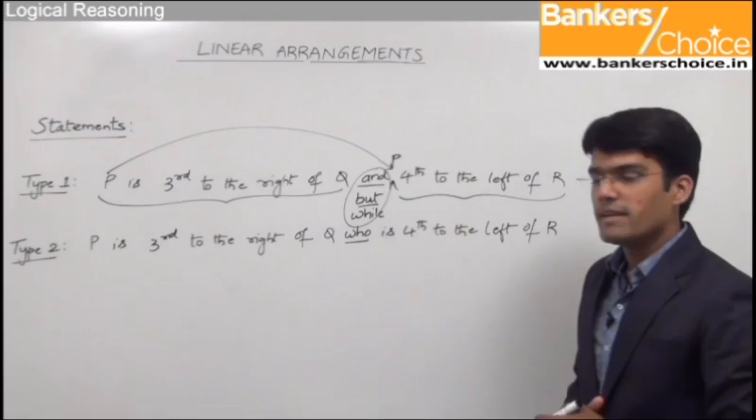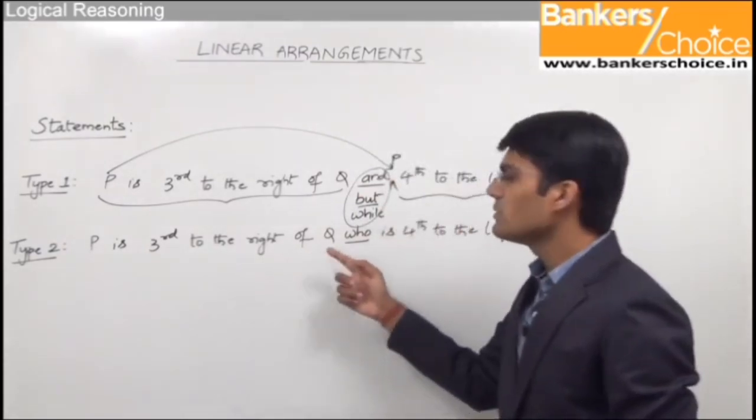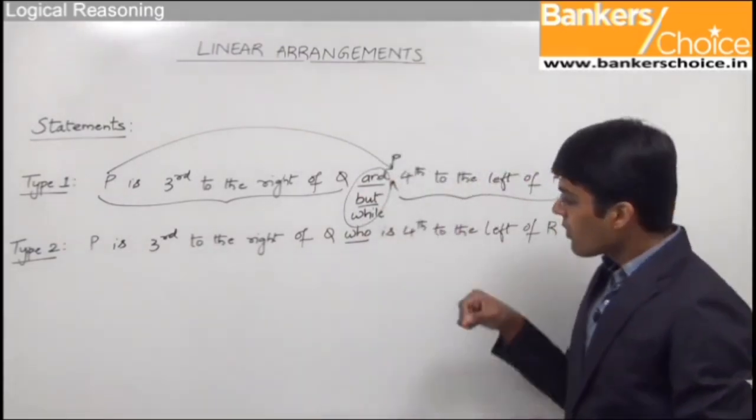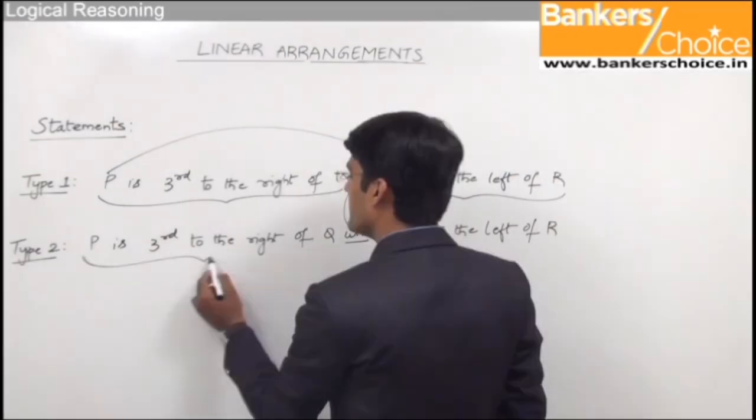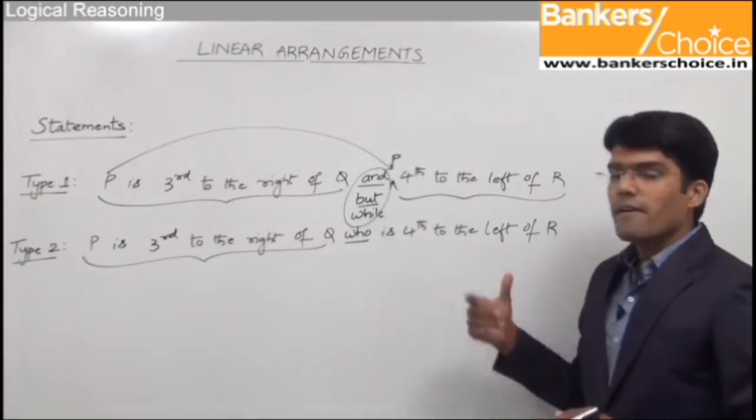Now the second type of statement here is P is third to the right of Q, who is fourth to the left of R. Now again, even the second statement can be divided into 2 parts. The first part here is P is third to the right of Q. So P can be arranged third to the right of Q depending on whether they are facing north or south. Now the second part here is fourth to the left of R.